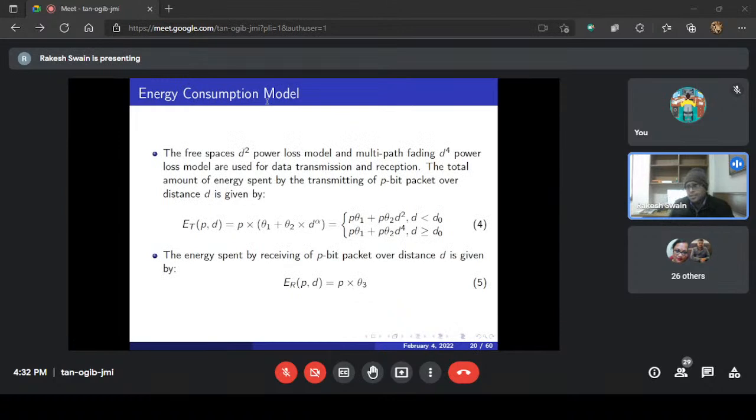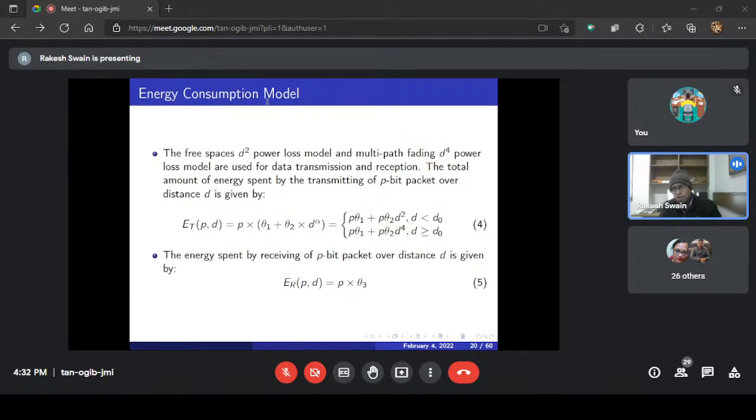And then for the energy consumption model, I have used the network simulator NS2, which gives three types of propagation models. One is free space, another is the shadowing model, and another is two-ray ground. I use the free space model for general simulation purposes, but after the validation of the test bed, I will go for the shadowing model.